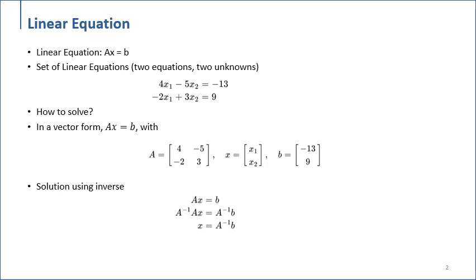As many of you are already familiar with, a linear equation is an equation that has the form of ax is equal to b. And if there are multiple linear equations, we call this a set of linear equations. So for example, let's take a set of linear equations that has two equations with two unknowns. In this set of linear equations, we have two unknown variables, x1 and x2, and we have two equations.